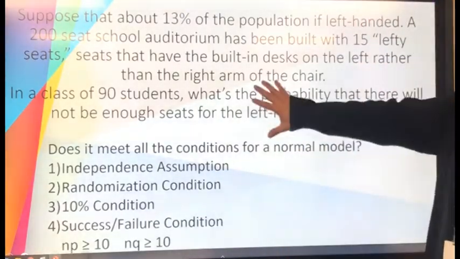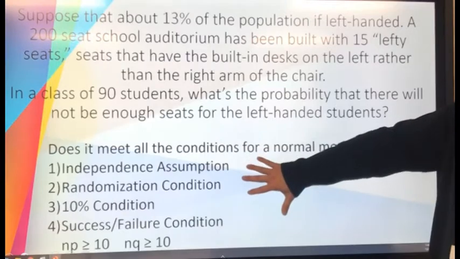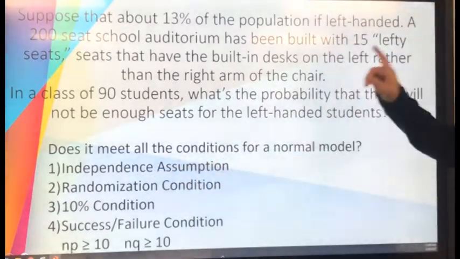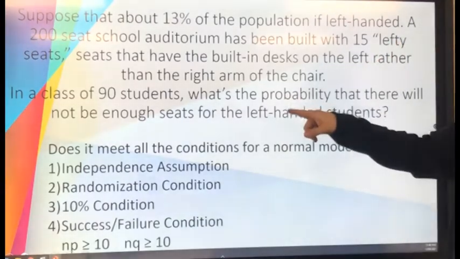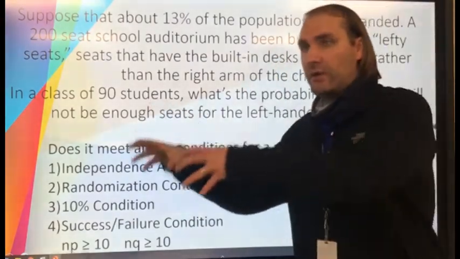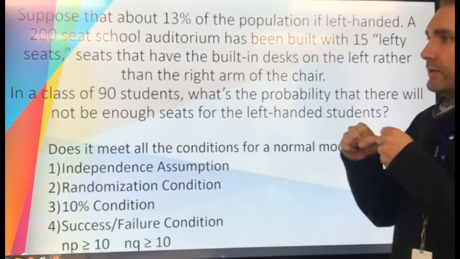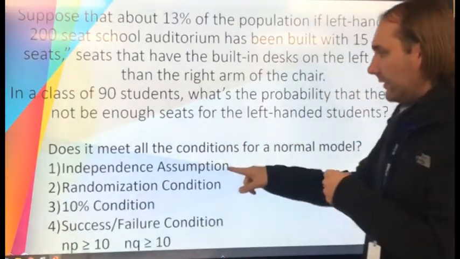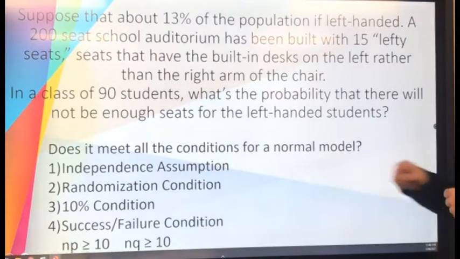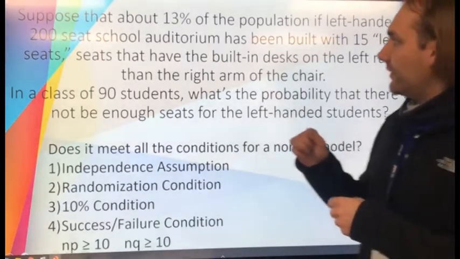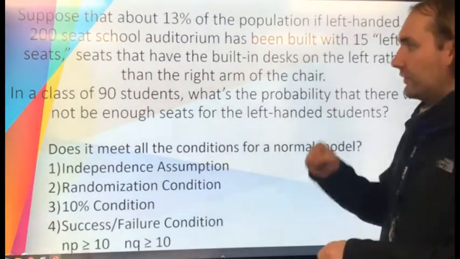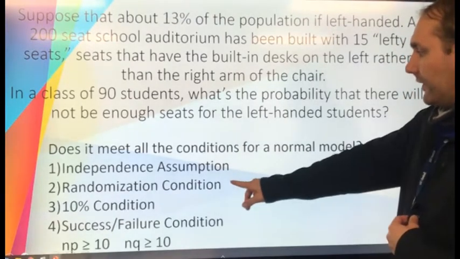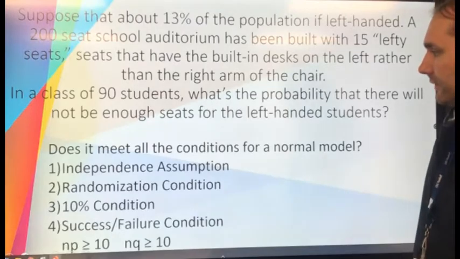So in order to calculate this using our normal model, we must meet these conditions. First condition, independence. Is my grabbing my seat independent? For example, if I were to grab a right-handed seat, does that affect me grabbing a left or right-handed seat next? No, it shouldn't. So we'll assume that this is independent. Randomization. We must make sure that we select these seats at random and not just going out and picking and choosing on purpose. So we'll say yes for that condition.